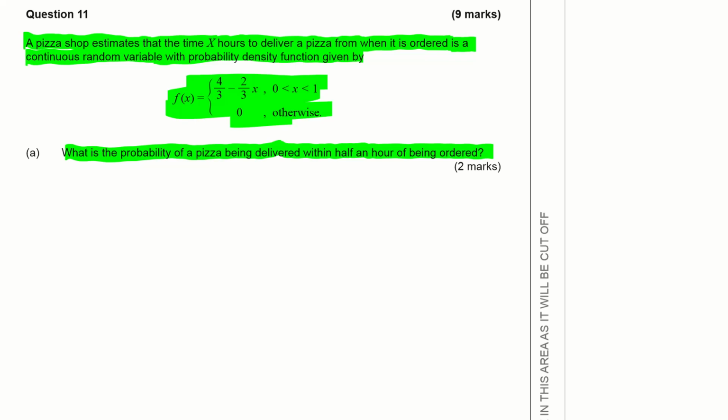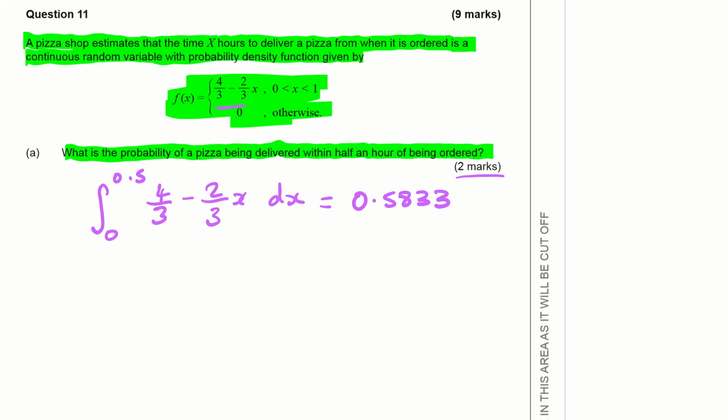So that will just be the area under this function between 0 and 0.5. So that's the integral from 0 to 0.5 of 4/3 take away 2/3 x dx. And we don't really need to show any working here for 2 marks, so we can just do that on the calculator, and the answer will be 0.5833.